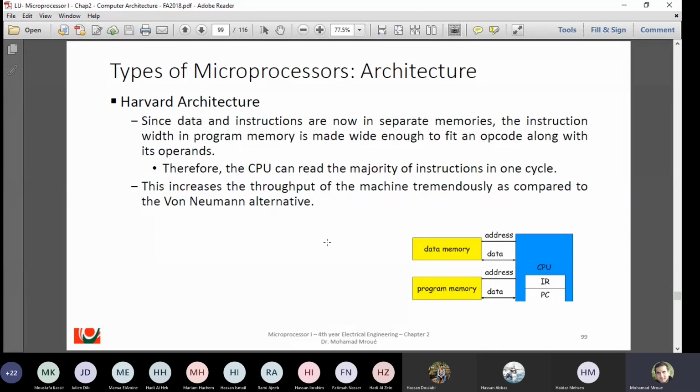So since data and instructions are now in separate memories, the instruction width in program memory is made wide enough to fit an opcode along with its operands. Therefore, the CPU can read the majority of instructions in one cycle. This increases the throughput of the machine tremendously as compared to the von Neumann alternative.